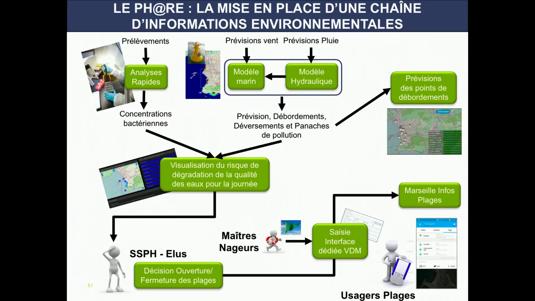Alors pour mieux comprendre quelles sont les informations qui sont partagées, je voudrais simplement qu'on déroule une journée classique d'été à Marseille. Cette journée commencera par les prélèvements sur 21 plages et des analyses quasiment sur toutes les plages de Marseille tous les jours. Et en parallèle, l'utilisation de modèles qui vont permettre finalement de prévoir les débordements, les déversements et également les dispersions en mer de la pollution. Et c'est là que la solution numérique est partagée, puisque ces informations sont transmises aux collectivités locales et aux élus pour prendre des décisions d'ouverture ou de fermeture de plage. Et à l'issue de ces décisions, ces informations sont envoyées sur l'application Marseille Info Plage, qui cette fois-ci est à destination des usagers et des citoyens.